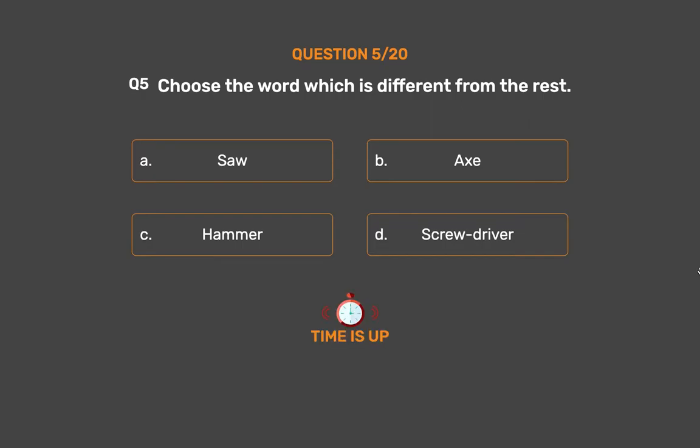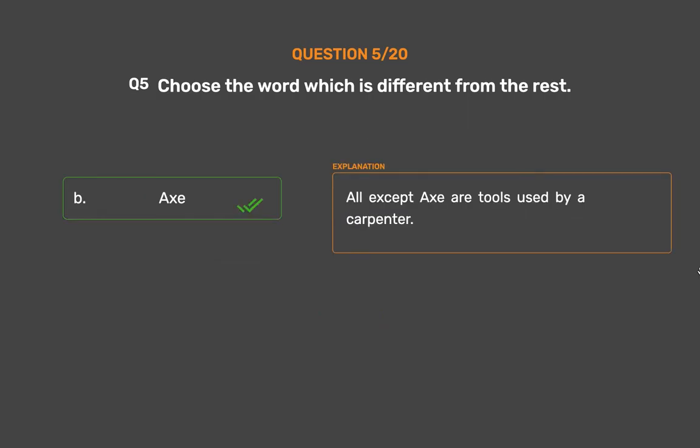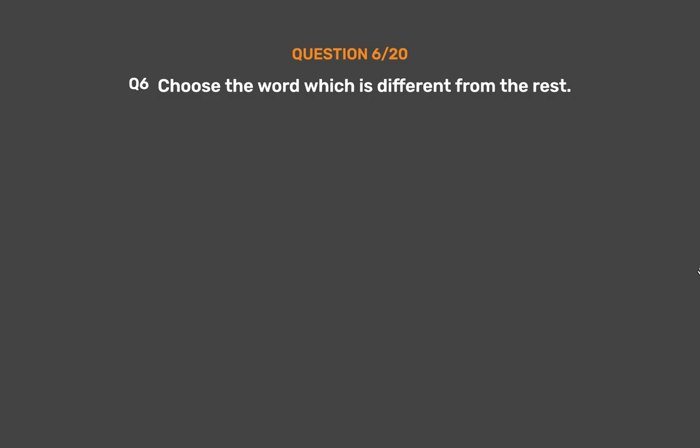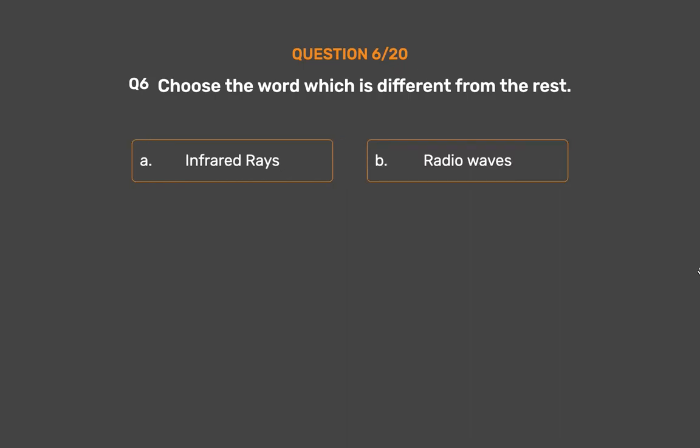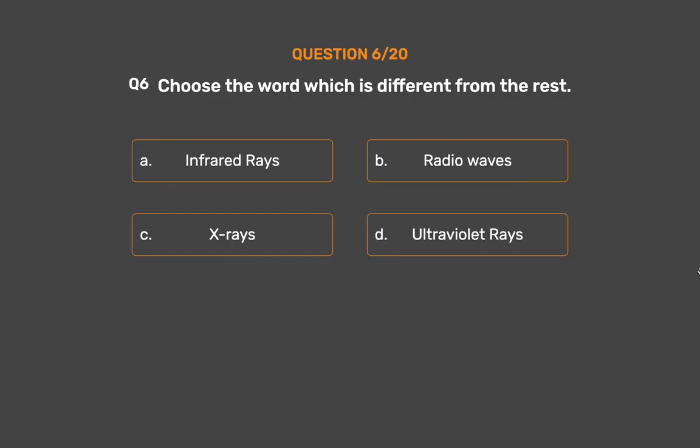The correct answer is Option B. Axe. All except axe are tools used by a carpenter. Question number 6. Choose the word which is different from the rest. Option A. Infrared rays. Option B. Radio waves. Option C. X-rays. Option D. Ultraviolet rays.